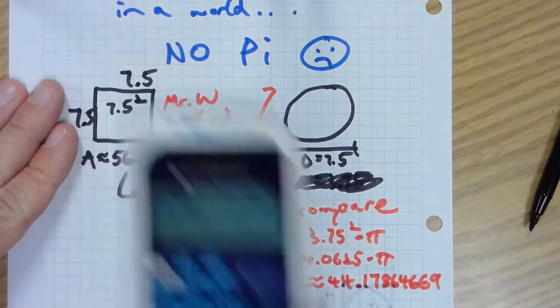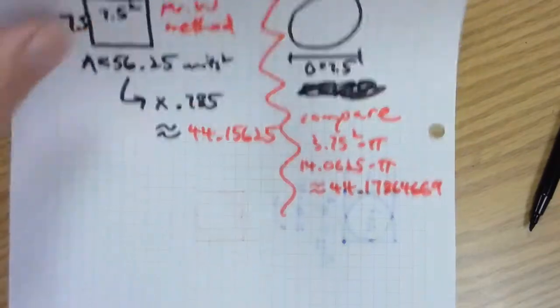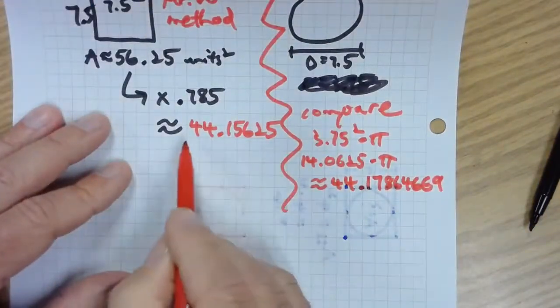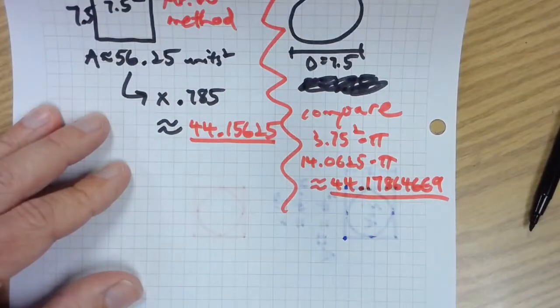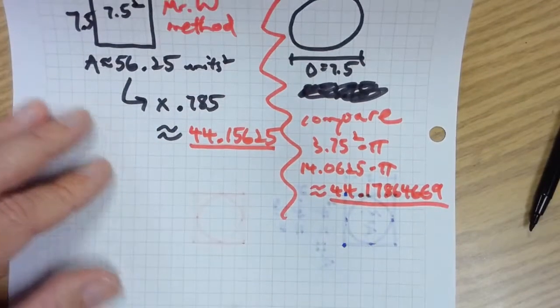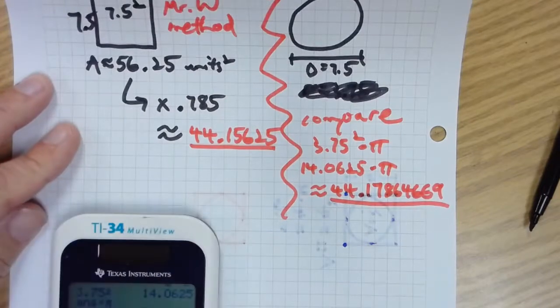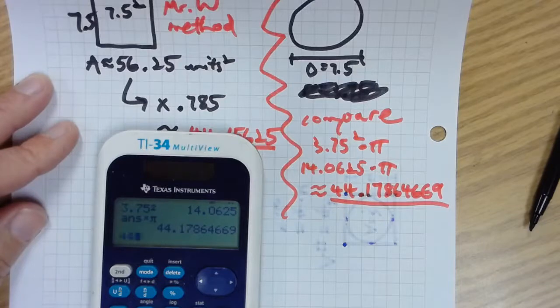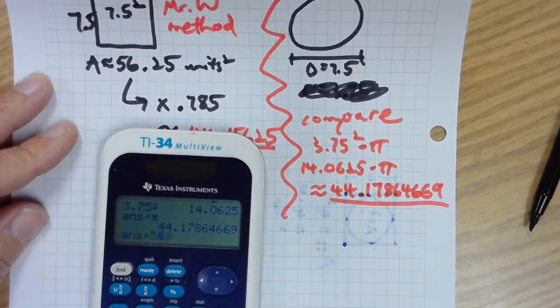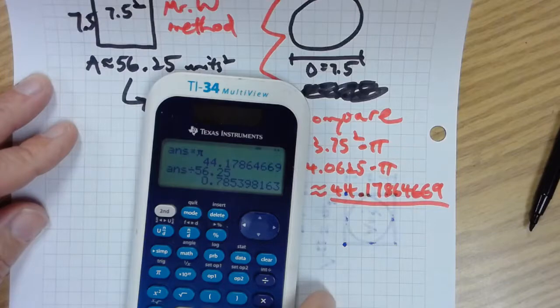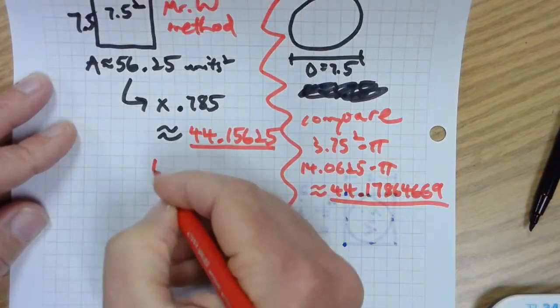Okay, I wrote way too many decimal places there. That seems pretty good. In fact, let's test this out. Let's take 44. Let's take that whole answer and divide it by... There we go. It works.